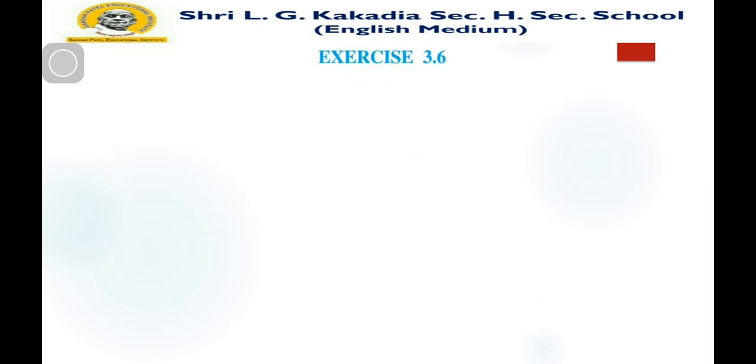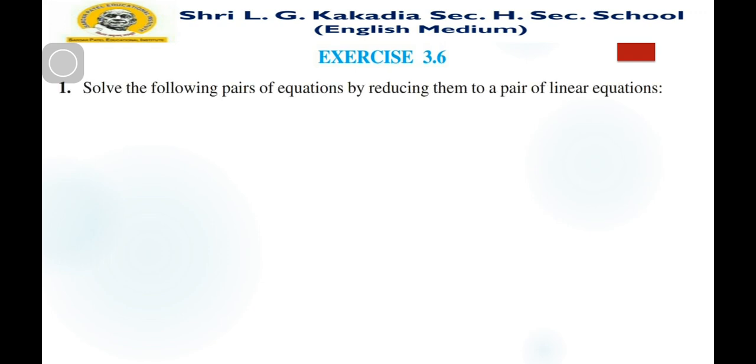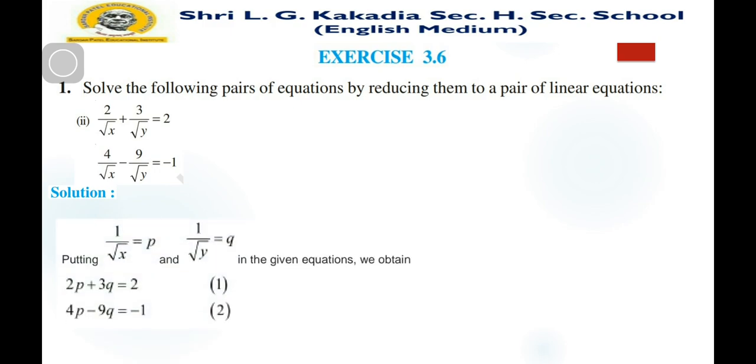Now we solve exercise number 3.6. Solve the following pair of equations by reducing them to a pair of linear equations. Here we have 2 over square root x plus 3 over square root y is equal to 2, as well as 4 over square root x minus 9 over square root y is equal to minus 1. Then we assume the values 1 over root x is equal to p and 1 over root y is equal to q.